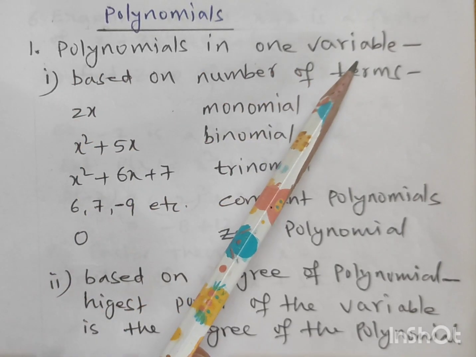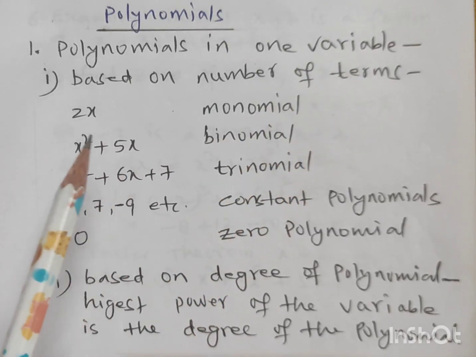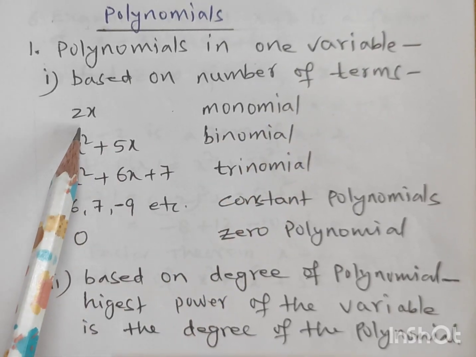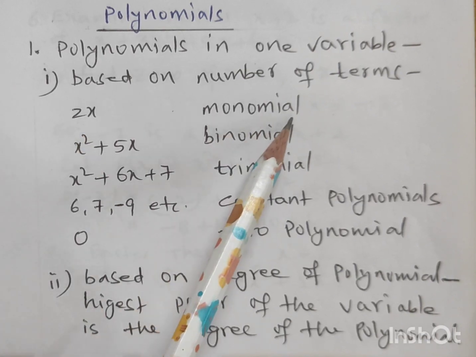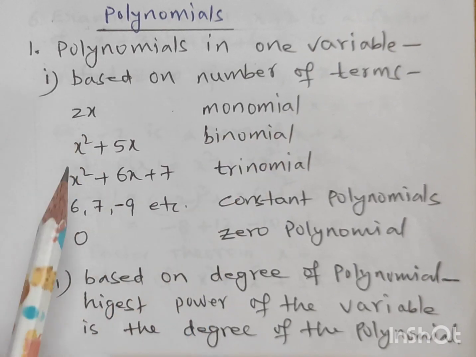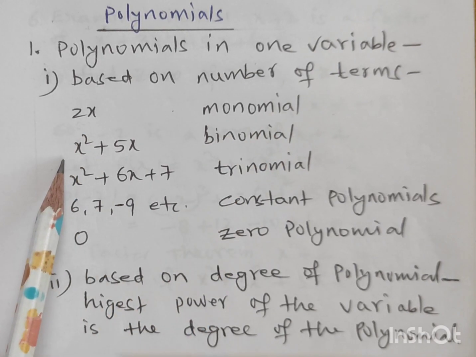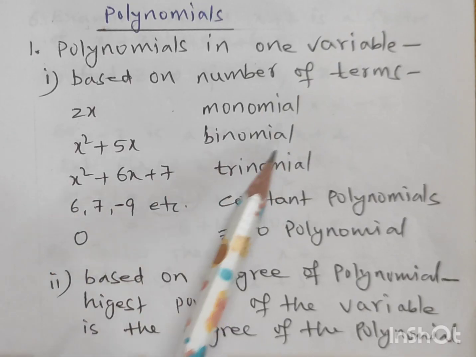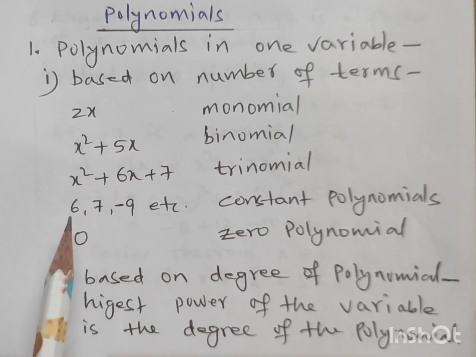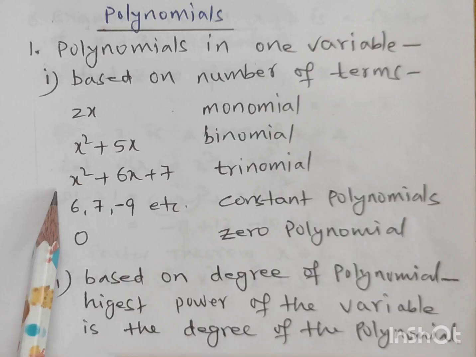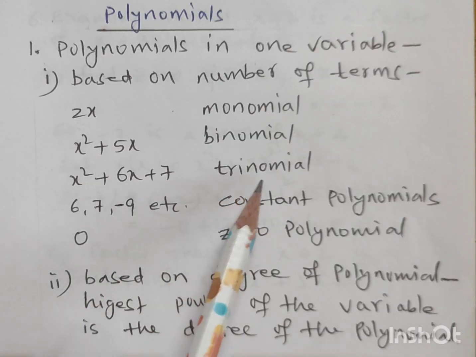Polynomials in one variable. Now this is a polynomial: 2x is called a monomial. It has one term. This polynomial is called a binomial. It has two terms. This polynomial has three terms and is called a trinomial.